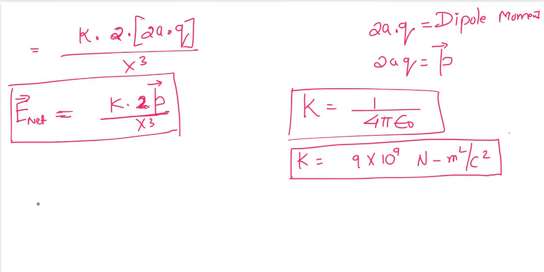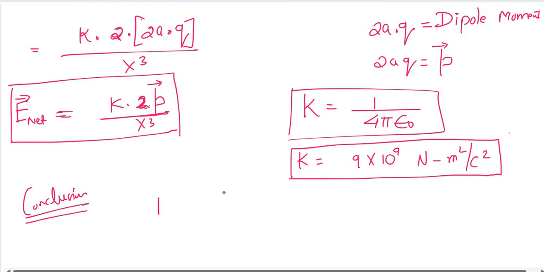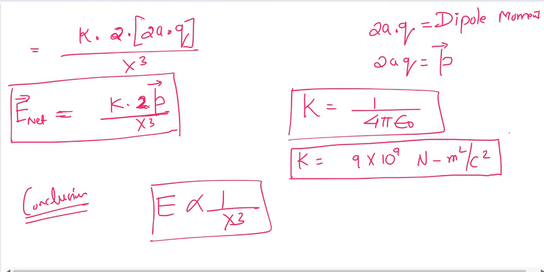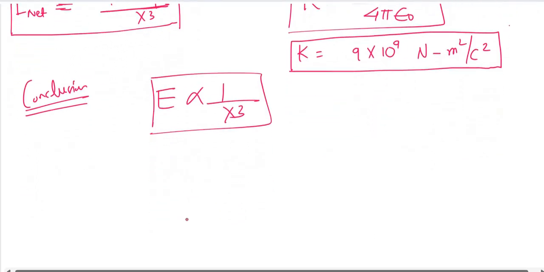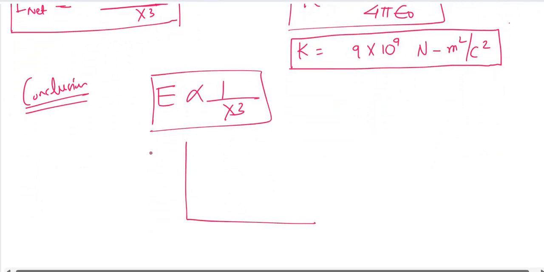Okay, so from here, what is the conclusion? The conclusion is that the electric field is inversely proportional to x cube. It means as we go away from the dipole, the electric field decreases with x. As x increases, it will drop quickly. It will drop at a very fast pace because it is inversely proportional to x cube.